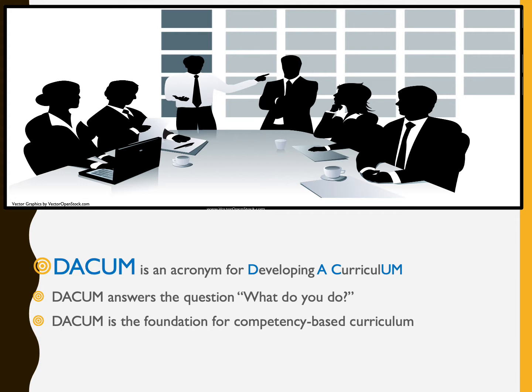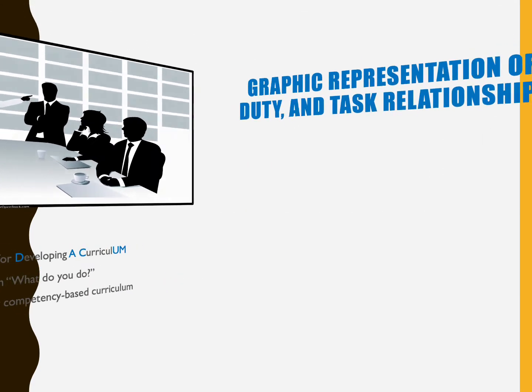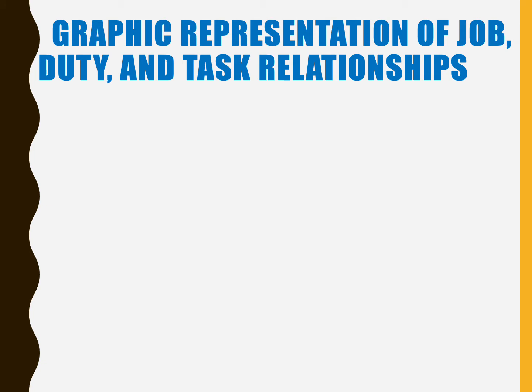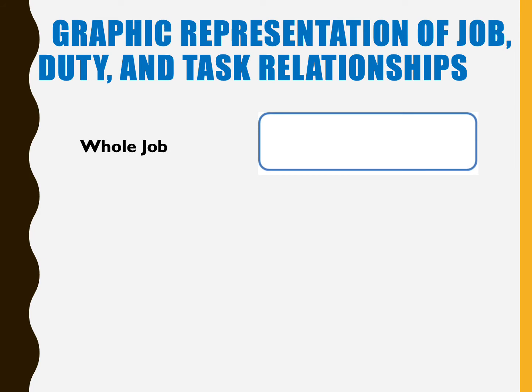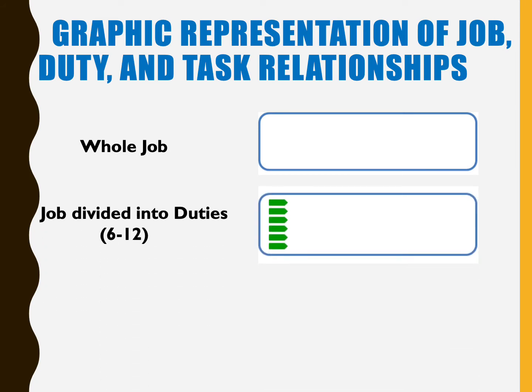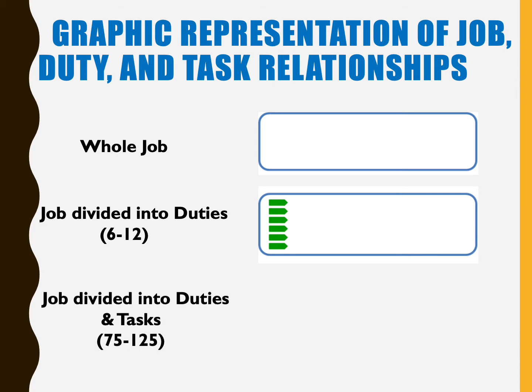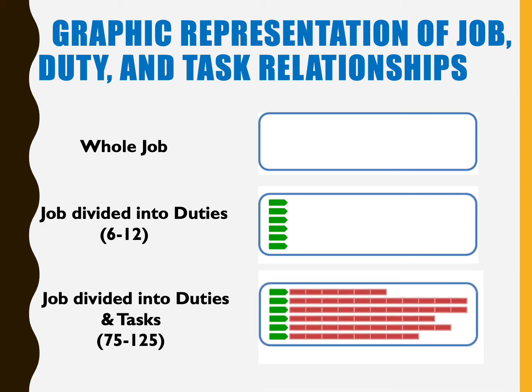As you can see in the picture, there are cards going both vertically and horizontally. That is a storyboard for the job, which is similar to what we'll be creating. DACUM creates a graphic representation of a job or occupational field, its major duties and tasks, and their relationships. We will start with the whole job, then divide it into its major job duties, and then divide each of those duties into their associated tasks.